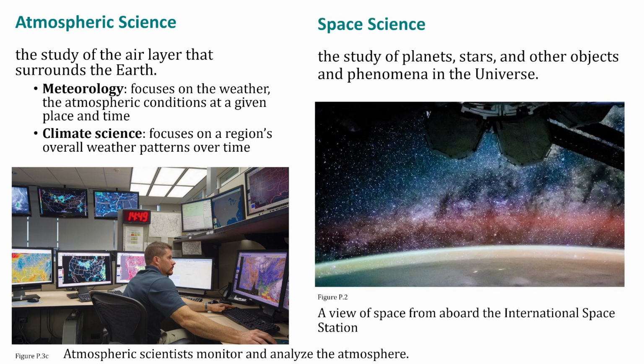Space science is the study of planets, stars, and other objects and phenomena in the universe. So these pictures show an atmospheric scientist monitoring the atmosphere from their office, and a picture on the right of a view of space from the International Space Station.